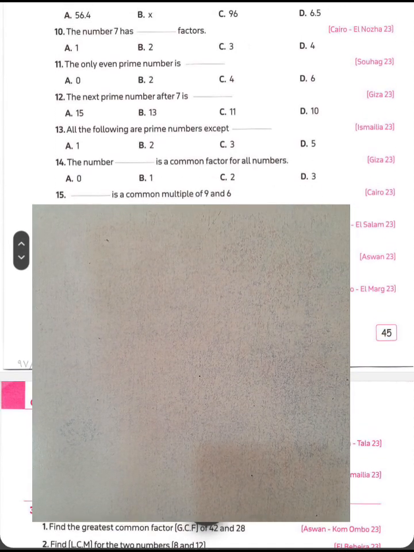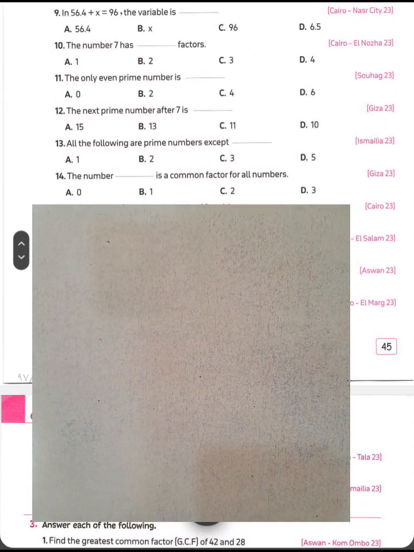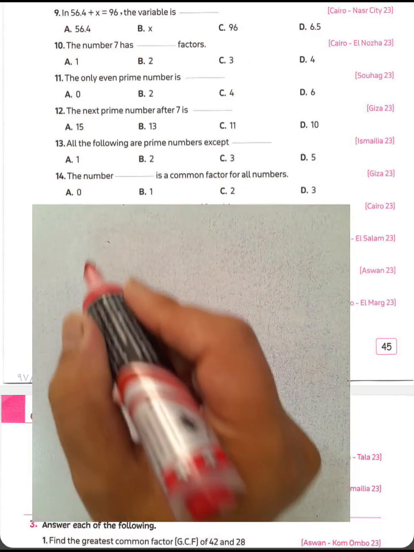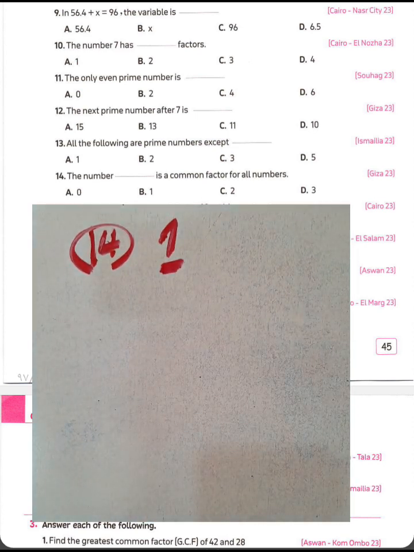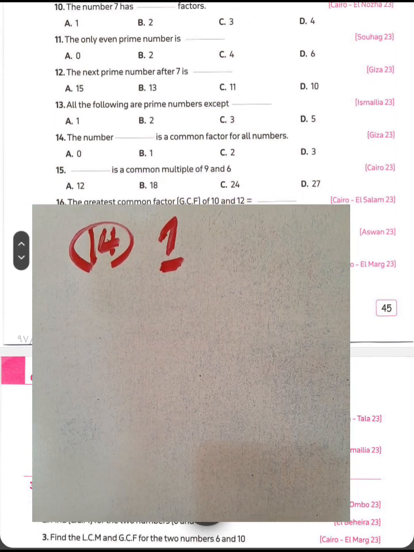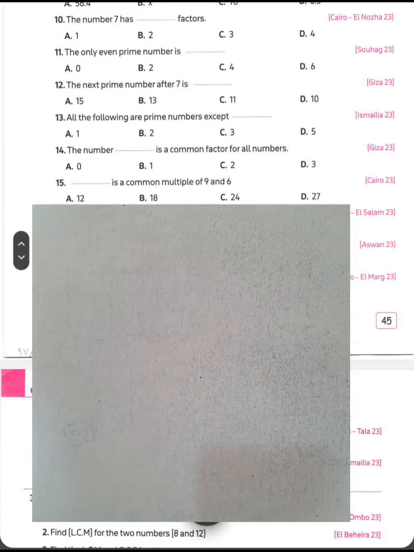Question 14. The number is a common factor for all numbers. It will be 1. Any number can be divided by 1. Then 1, we call it what? It is a common factor for all numbers.